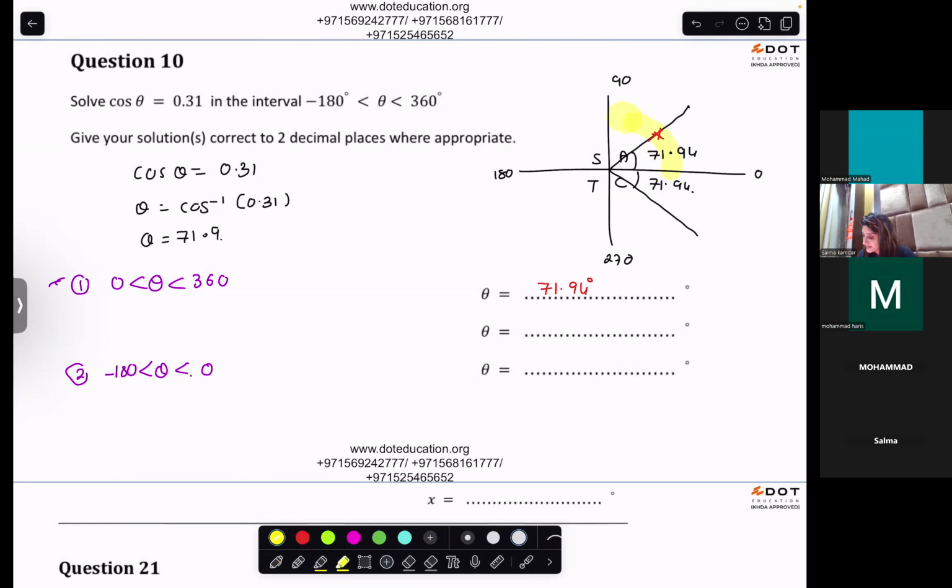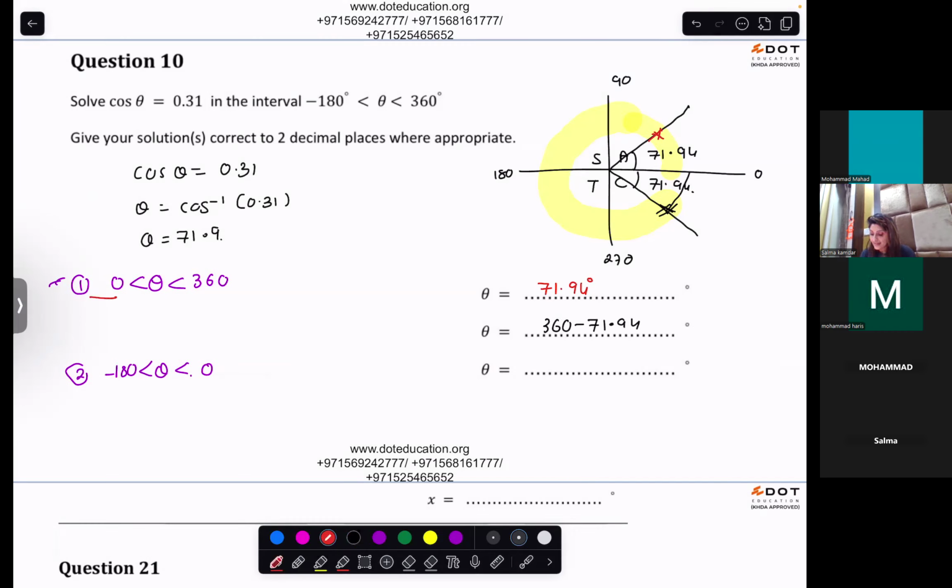I am going to proceed down, 180. I'm hitting my line again. What is my next value? 360 minus 71.94. I go up and I stop at 360. I hope you are with me.